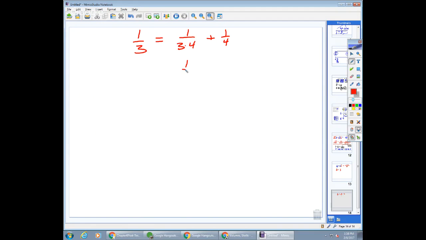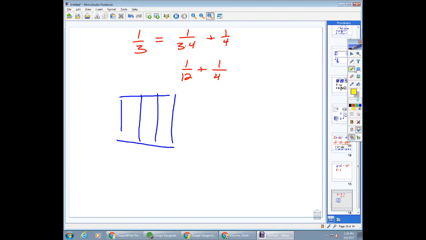Well, that would be what, 1/12 plus 1/4? So that would be another way to rewrite it. Double check to see if that's true picture-wise. If I start with 1/3, this formula here says to rewrite this as 12ths. Well, if I just cut this side into quarters, don't I have 12ths now?